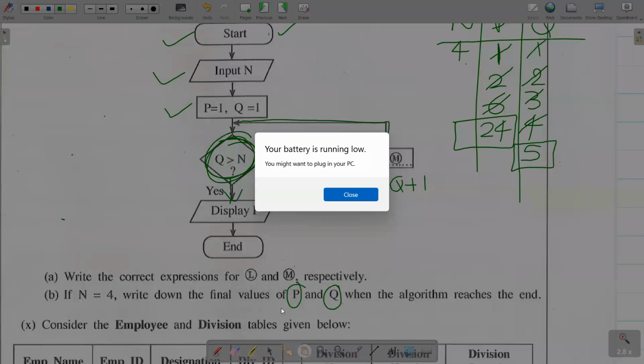People, are we clear about it? My battery is running low. Sometimes this will be closed.